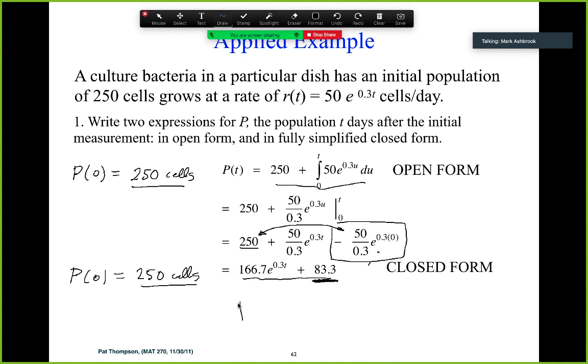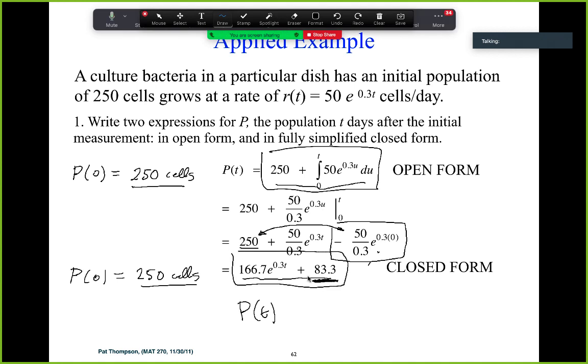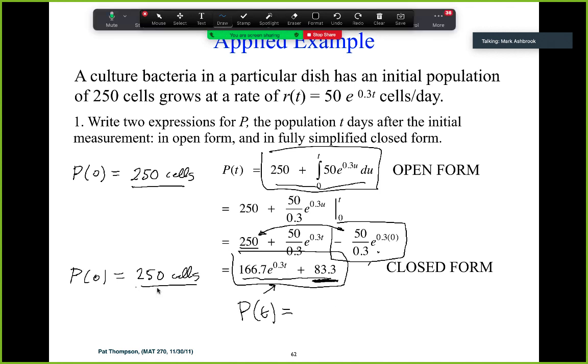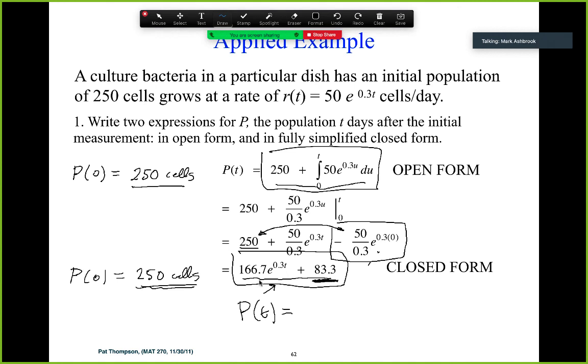These are both P of t. We have the open form, and now we have the closed form. In the closed form, you can get rapid results. Input in, output out. So P of 0 is what you get when you evaluate that at 0, and you still get 250, the initial amount, even though the constant in that function is 83.3.